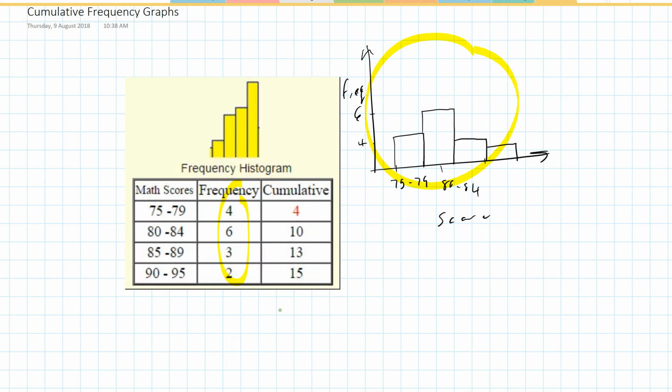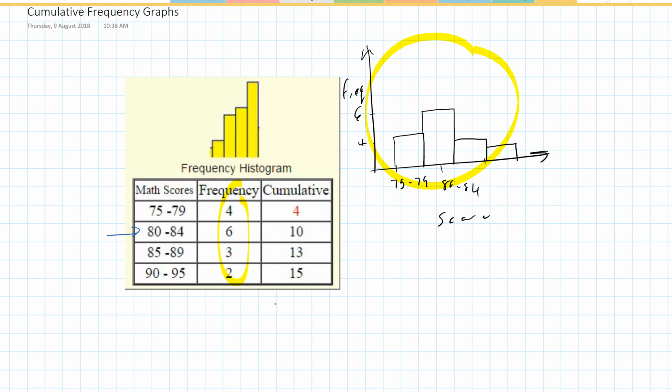So if there's 15 people, the median score happens at 15 divided by 2, which is 7.5. Now that's not really a score, so what we can do is we can imagine where the 7.5 score is. It's between 4 and 10, so it's in here. The median scorer must be in the 80 to 84 range.